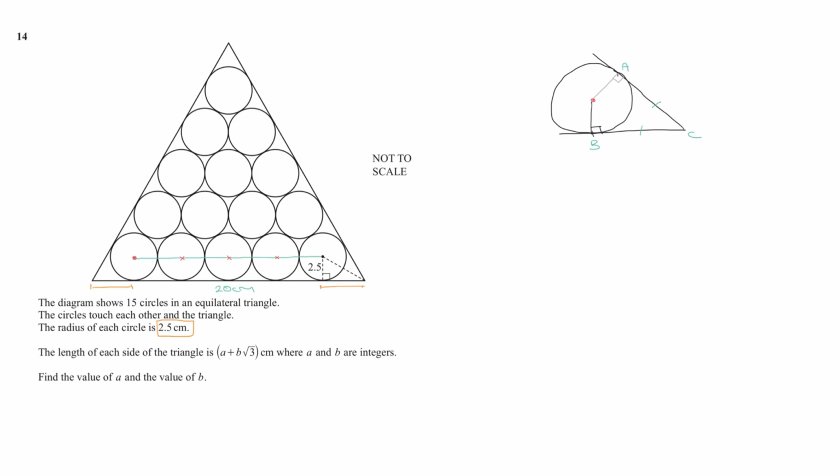Furthermore, if I call the center of the circle O, the fact that these two sides are tangents to the circle allows us to confirm that OC bisects this angle here, the angle ACB. In other words, this angle has to equal this angle.